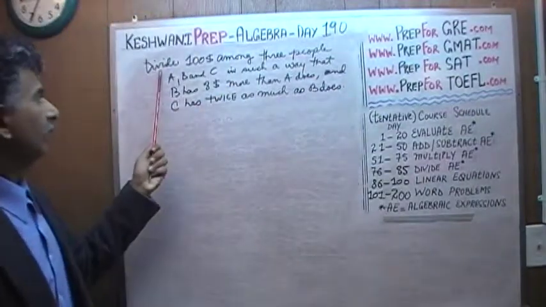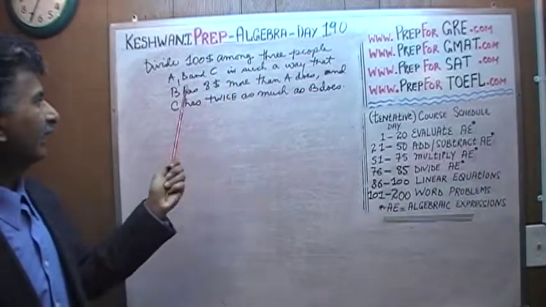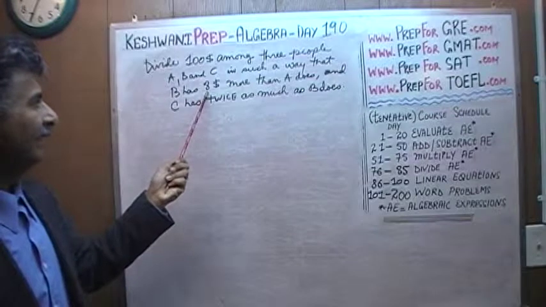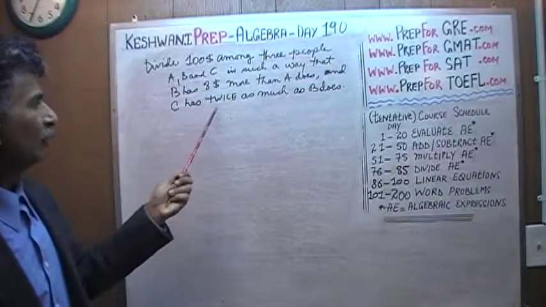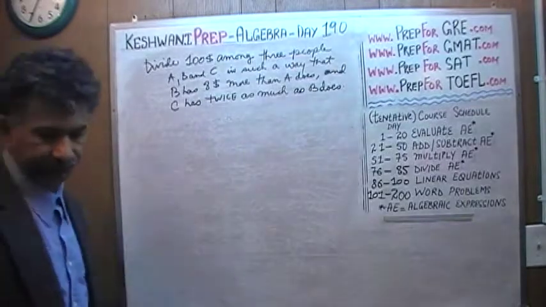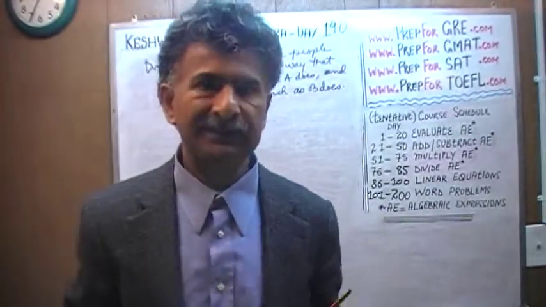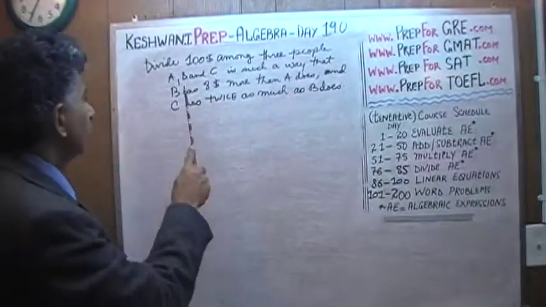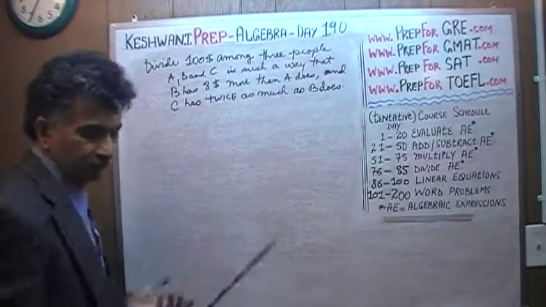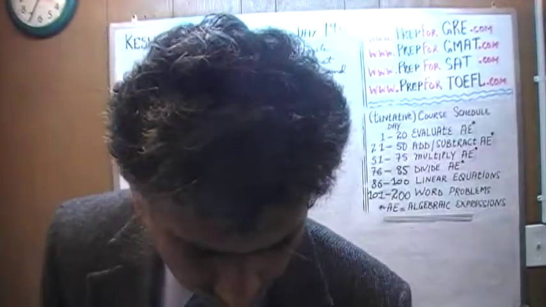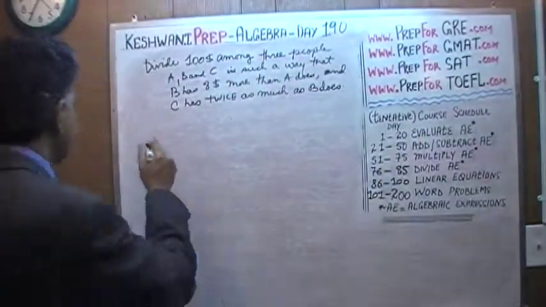It says, divide $100 among three people, A, B, and C, in such a way that Mr. B gets $8 more than does A, and Mr. C has twice as much money as does B. One more time, we have to divide $100 among three people, A, B, and C, in such a way that B gets $8 more than A does, and C gets twice as much as B does. That's all. So let's get going. Pause the video, solve it yourself, and then compare your work against what we are about to do. So here we go. Here's the solution.